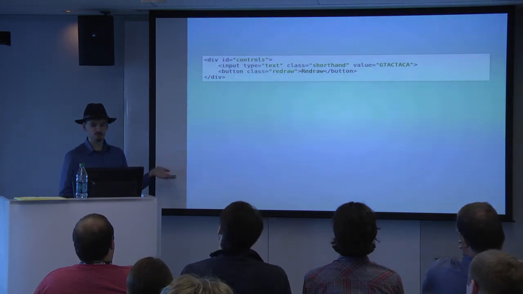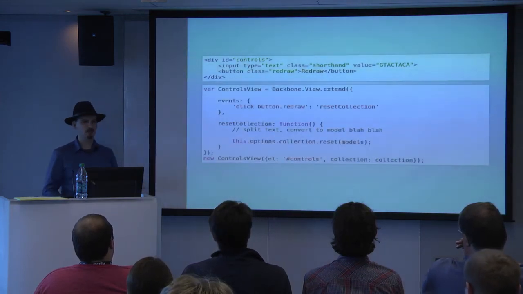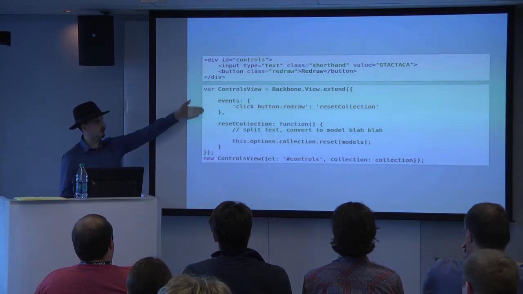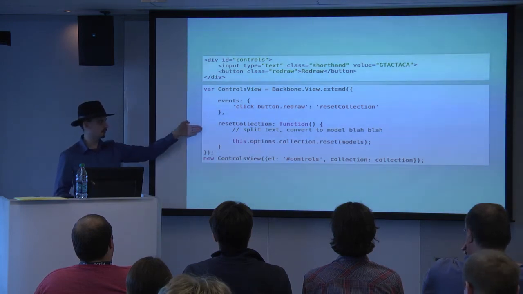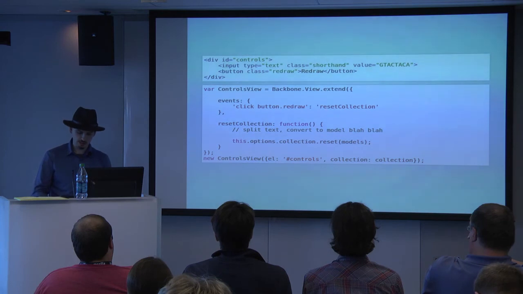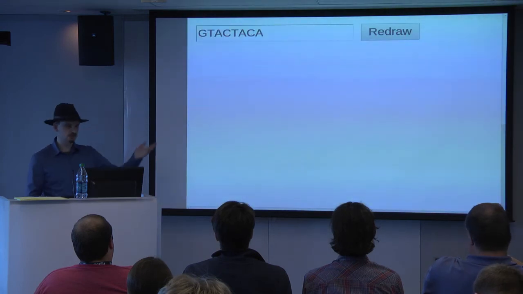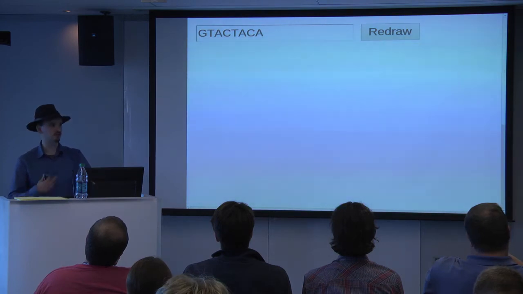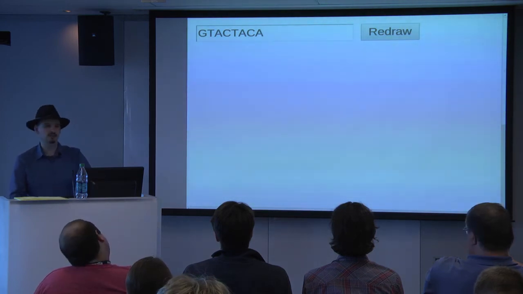Now, I'm going to use a little bit of HTML here, and then I'm going to use a view, which is kind of like what we consider a controller in PHP land. And whenever I click this redraw button, it will fire a reset event on the collection. All right, and that's on the collection, not on the view. It's nicely decoupled. So if you look at this, this is the entirety of what we have. This is our extremely fancy application. I click the redraw button, it's turning that stuff into a list of models, but you can't see anything on the screen yet. Okay, so not too impressive.